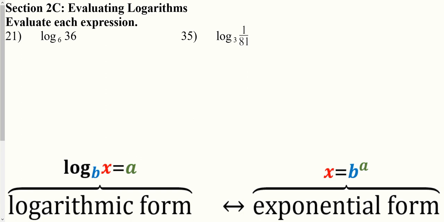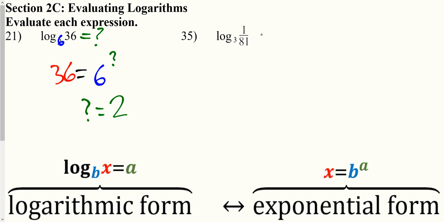Now we need to evaluate these. We're trying to figure out what this equals. It's our base, which is 6, to some unknown power that we're trying to figure out, that ends up being 36. So you have to think, okay, 6 to what power is 36? That means our unknown power is 2, because 6 squared is 36.